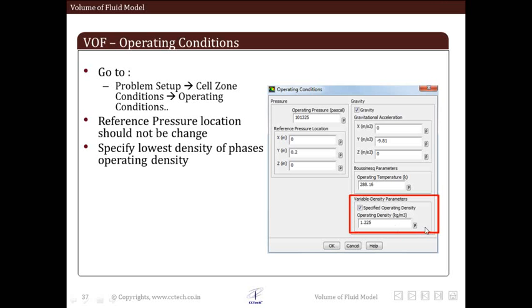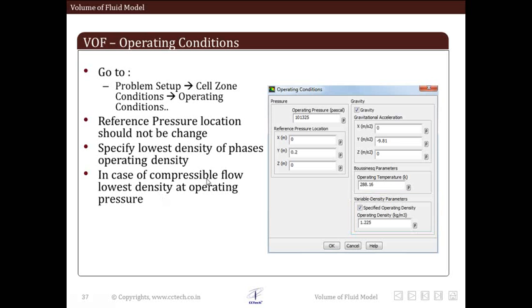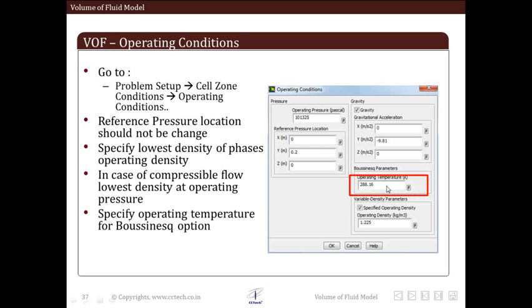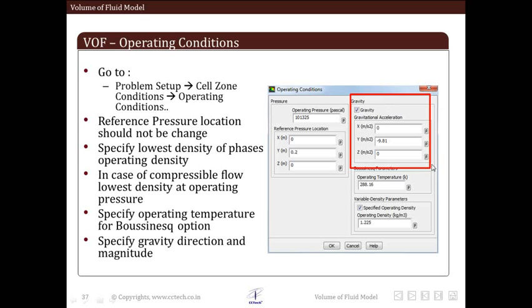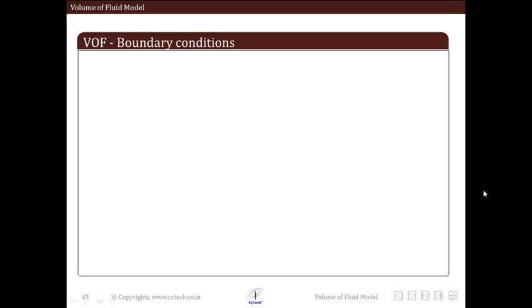Here we specify the density, the lowest density of all the phases that are present. In case of compressible flow, we set the lowest density at the operating pressure. That is, if we are solving compressible flow, density may be a function of pressure also, and we set the lowest density at the operating pressure. We also specify the operating temperature for Boussinesq option if we have turned on the Boussinesq option. We specify gravity direction and magnitude here if the effect of gravitational force exists in our problem.